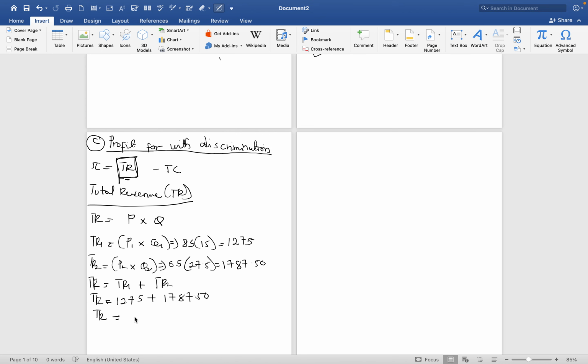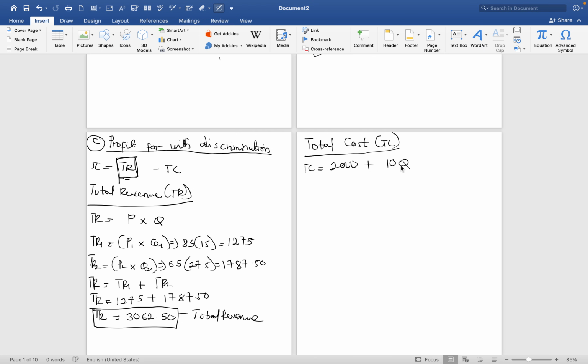We have, this is 3062.50. So this becomes our total revenue. Since we have total revenue now, we just have to find the total costs. Then we can solve for the profit. So total costs. The total cost function in the question was given as 2000 plus 10K.